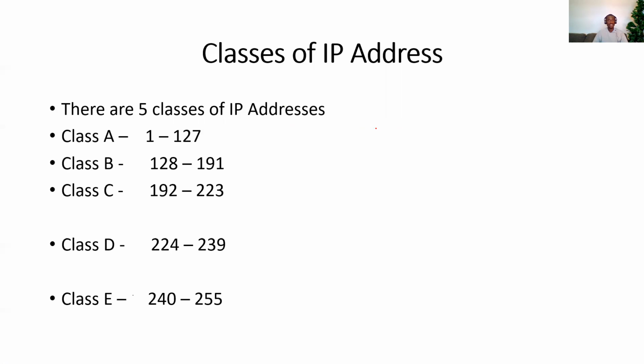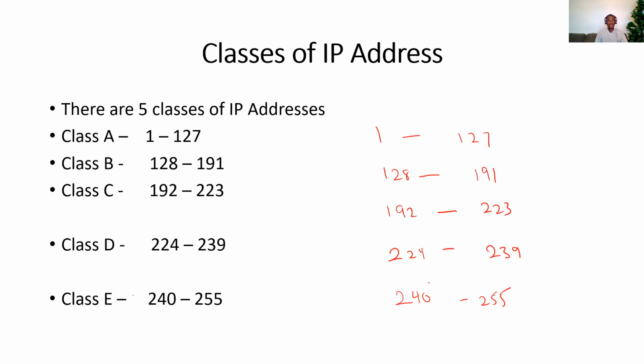typically a class A will start with a 1 through to 127. A class B will start with 128 through to 191. A class C may start with 192 or any number up to 223. A class D will be 224 or any number up to 239. Class E, which is our last class, is starting with 240 up to 255.